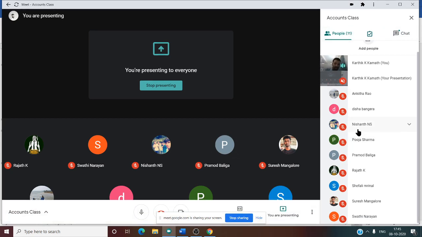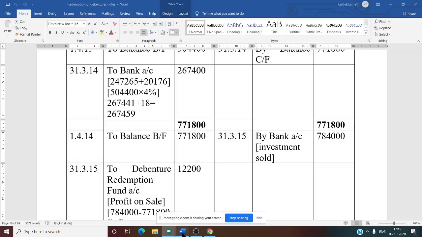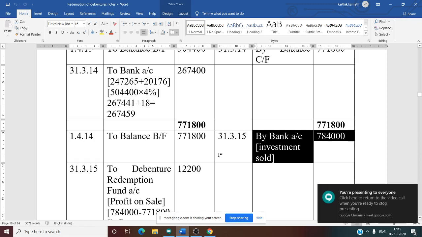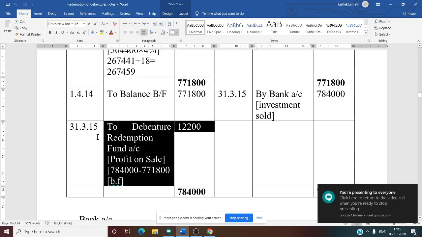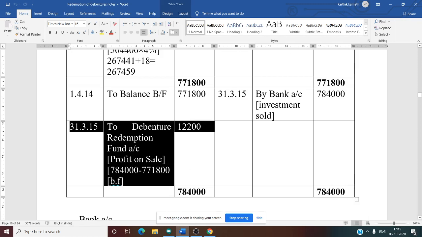So if there is a profit, if there is a loss, we need to transfer that profit or loss to DRF account. What is DRF account? That is debenture redemption fund account or sinking fund account. See this. In this case, there is a profit. So transfer entry. See this. It is transferred to debenture redemption fund account, profit on sale.